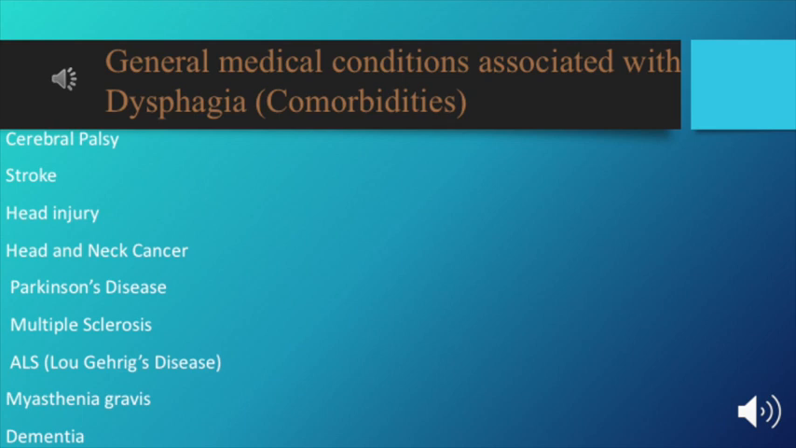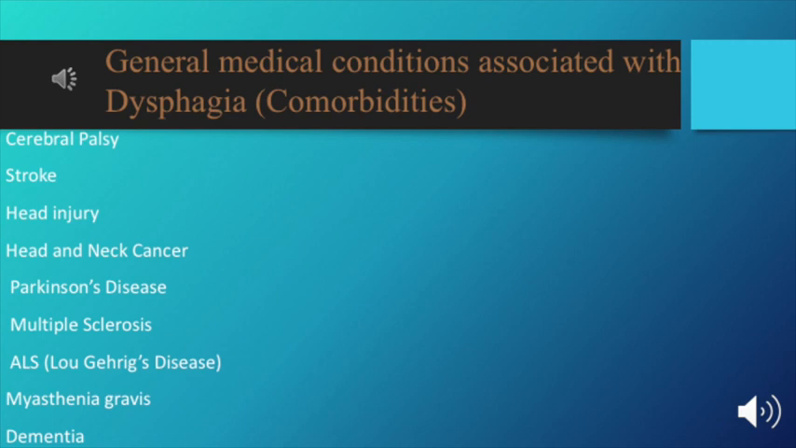stroke, which is the damage to the brain as a result of blood supply to it being reduced or interrupted, head injury, Parkinson's disease, a disorder of the central nervous system that affects movement and often includes tremors, multiple sclerosis, a disease in which the immune system attacks the protective myelin sheaths and causes communication problems between your brain and the rest of your body, ALS, a progressive neurodegenerative disease that weakens muscles and impacts physical function, and myasthenia gravis, a chronic autoimmune neuromuscular disease that causes weakness in skeletal muscles, including the muscles that are responsible for breathing and moving parts of the body.